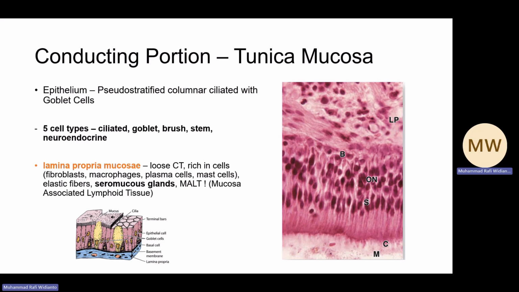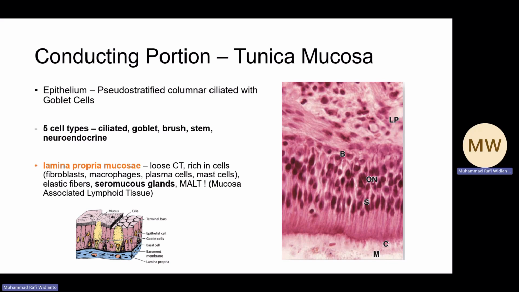To put it simply, the lamina propria mucosa helps supply nutrients to the epithelium and plays a role in immune defense. As you can see in the slide, there are macrophages, plasma cells, and mast cells. So that would help in immune defense. It also contains elastic fibers. It also contains serous mucous glands, and it also contains MALT, which is mucosa-associated lymphoid tissue. This is very important because many professors ask you about this.